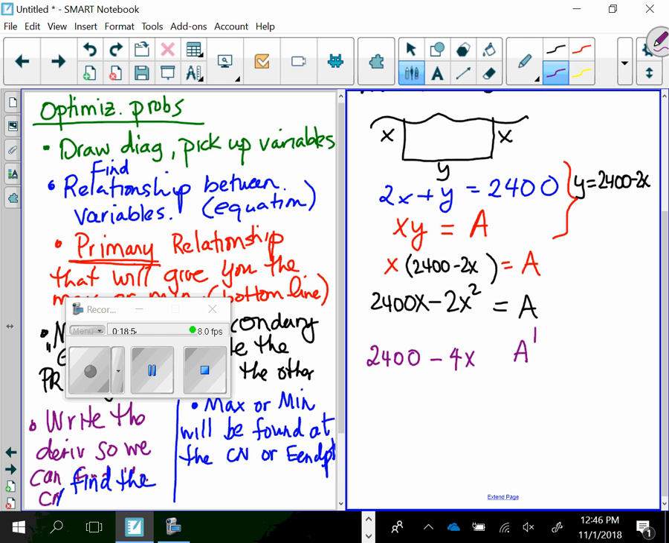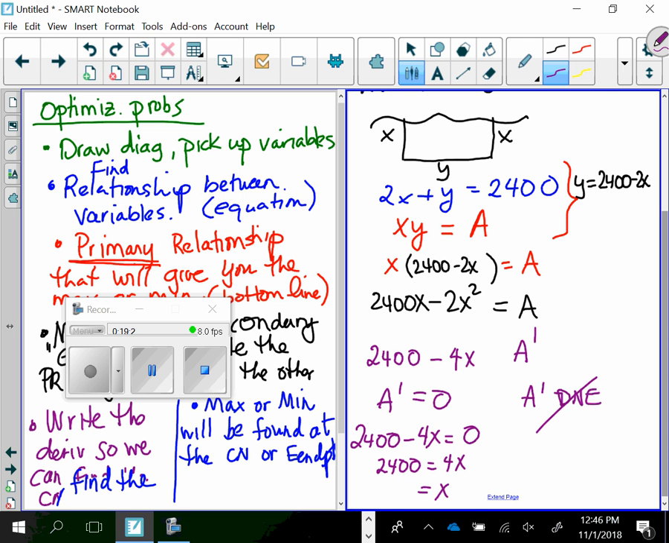We're looking for critical numbers, where a prime equals 0 or a prime does not exist. Again, we're not going to have any of those, but it's a good idea to keep it in your head, because if you stop thinking about it, you forget about it. So what's your critical number here? 600.